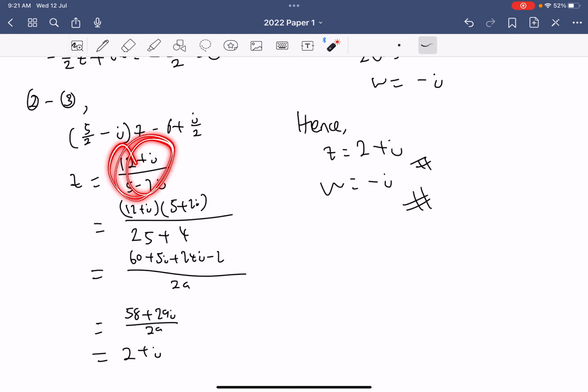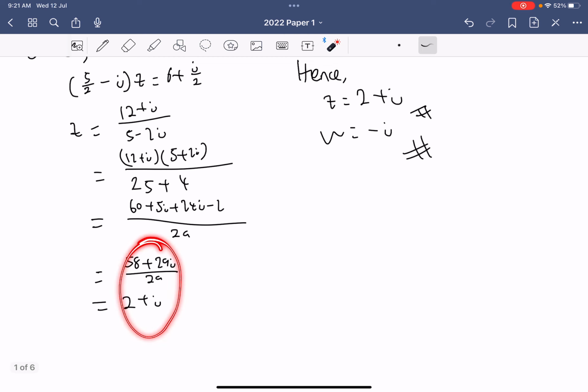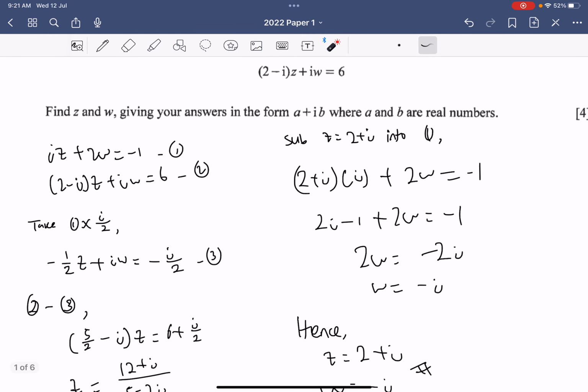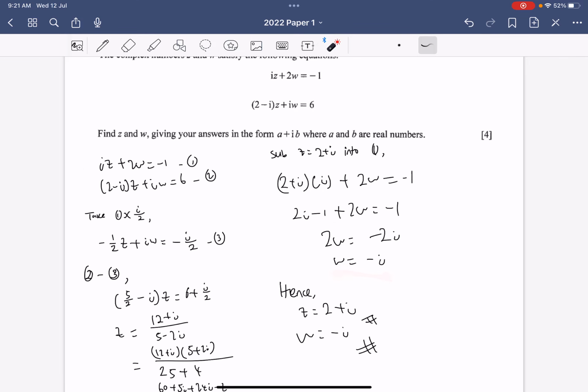And then you just want to simplify this, and you realize that you can simplify it by multiplying the top and bottom by the conjugate of this complex number, which is 5 plus 2i. Doing so, this bottom will become a real number and you reduce it further and you get 2 plus i. So now you know that z equals 2 plus i. You can sub it back into equation 1 and solve for w. So this part is just solving for w, and it gets you that w equals minus i.